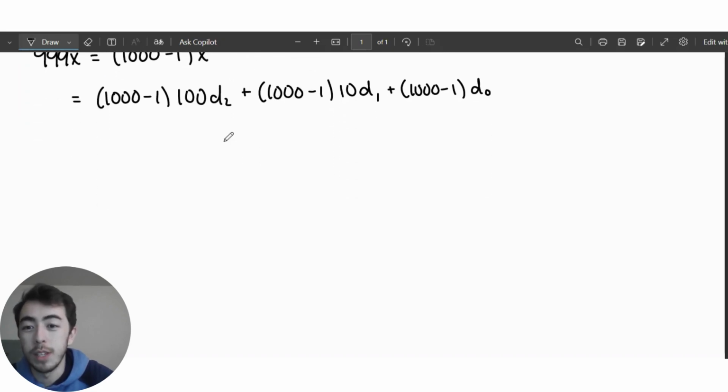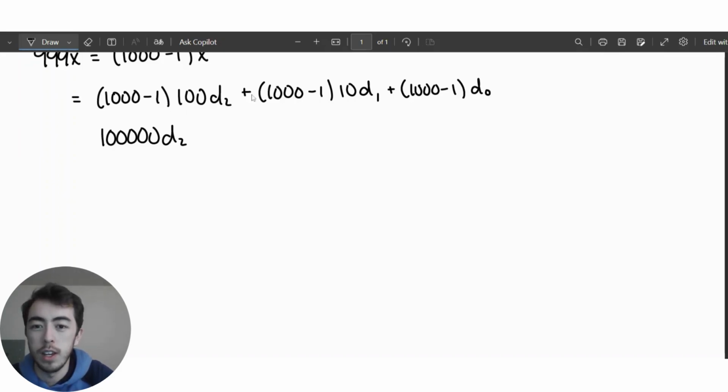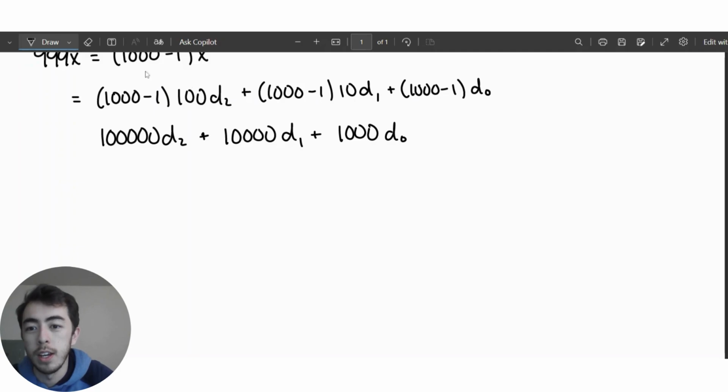And it looks like I have to distribute even more. This is going to be 5 zeros at the end of this number: 1, 2, 3, 4, 5. I was doing 1000 times 100, D2. And I'm going to hold off on these minus ones for just a sec. Looks like I'll get a number with 4 zeros, 1, 2, 3, 4, the D1, and then finally 3 zeros, or just 1000, 1, 2, 3, D0. And then I still have to deal with the distribution of that minus 1. So I'm going to get minus 100 D2 minus 10 D1, and then finally a minus D0.